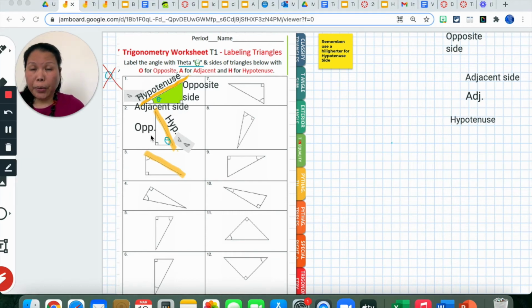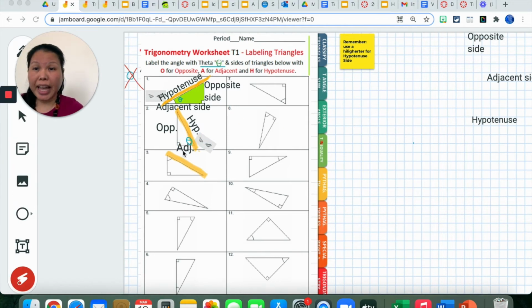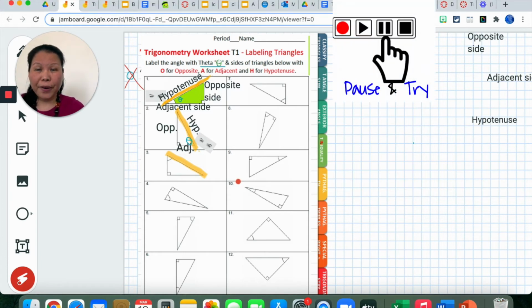We put the abbreviation OPP, which is another way that you can abbreviate opposite side. You may also just use the letter O. Now the only side left is the adjacent side. Again, the adjacent side is the side that makes the angle, and we have 2 of these, but one of them is called hypotenuse. So this side is the only side that gets the name adjacent. Here ADJ stands for adjacent. You may also use just the letter A. Pause and try number 3.